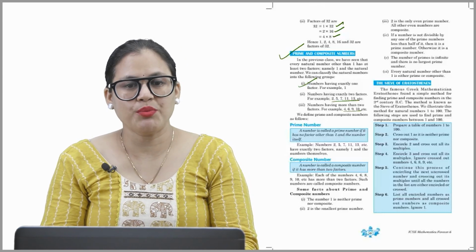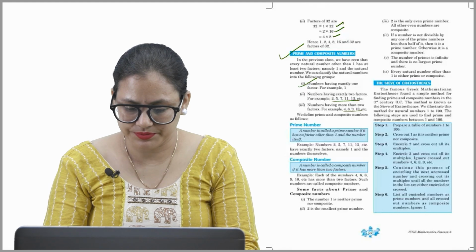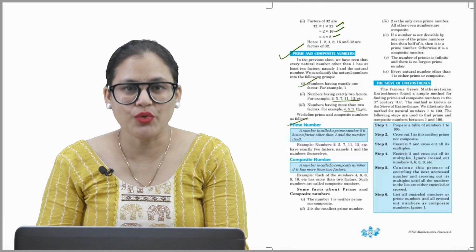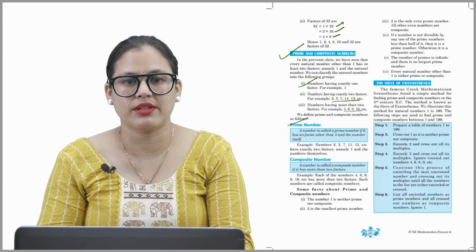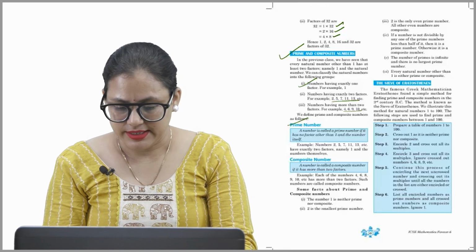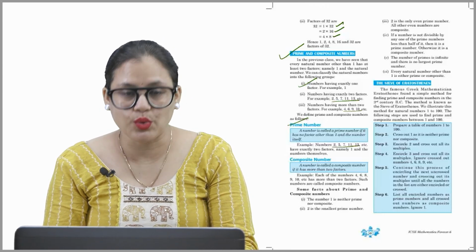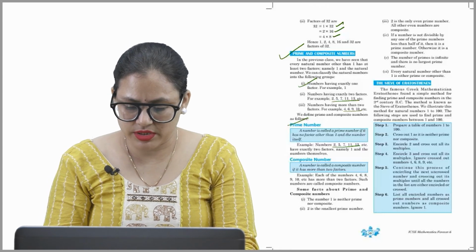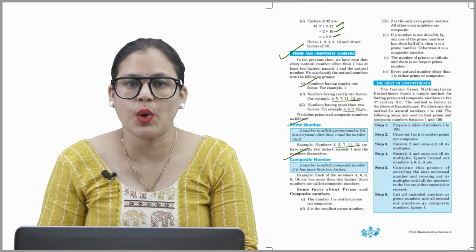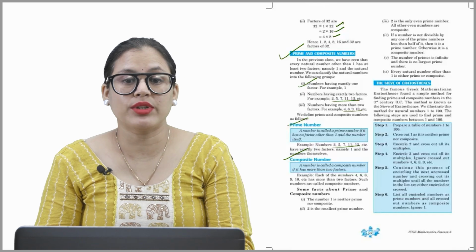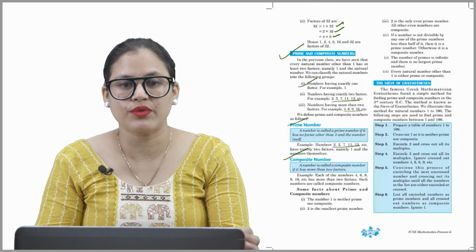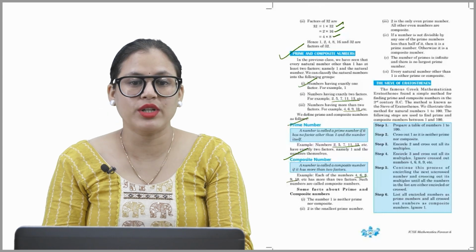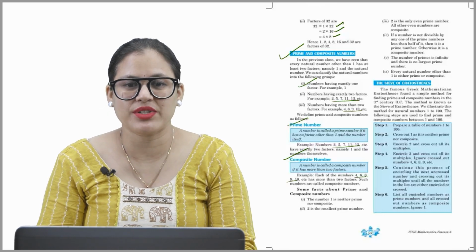So, we define prime and composite numbers as follows. Prime number. A number is called a prime number if it has no factor other than 1 and the number itself. These numbers have exactly 2 factors, namely 1 and the number themselves. Number 2, composite number. A number is called a composite number if it has more than 2 factors. Example, each of the numbers, that is 4, 6, 8, 9, 10, etc. have more than 2 factors. Such numbers are called composite numbers.